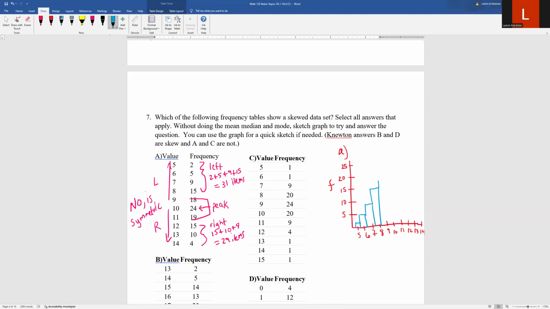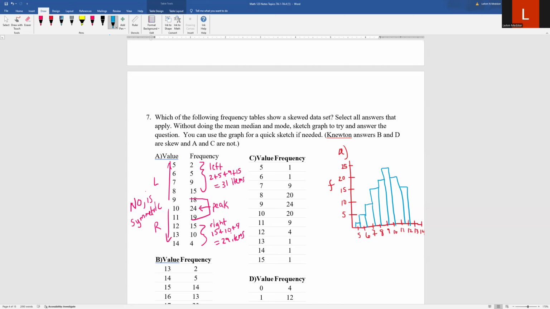9 goes up to 18, so a little less than 20. 10 goes up to 24. 11 goes to 19, so just a tiny bit taller than the one on the other side. 12 goes to 15. And my drawing is not perfect.